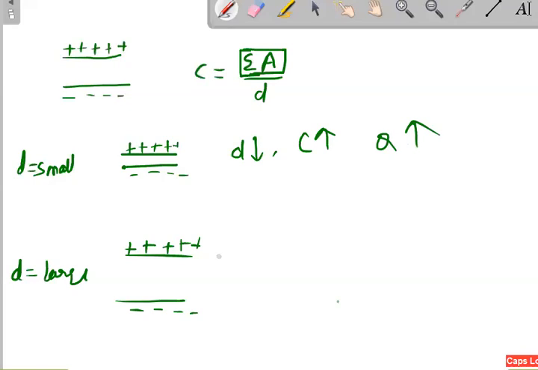It looks strange because you are decreasing the distance, but your charge is increasing. Here you see, if D is increasing, C is decreasing, so charge is decreasing. Here you have to understand the effect of capacitor. The capacitance value depends on how easily you are inducing the charge in the plate.